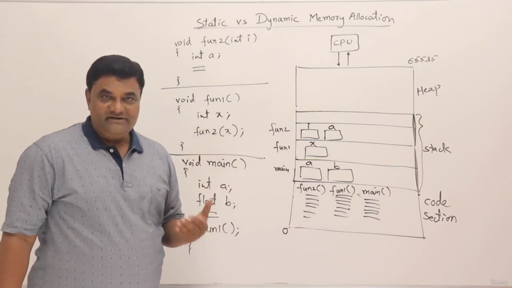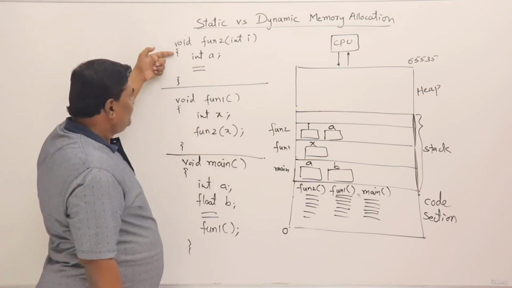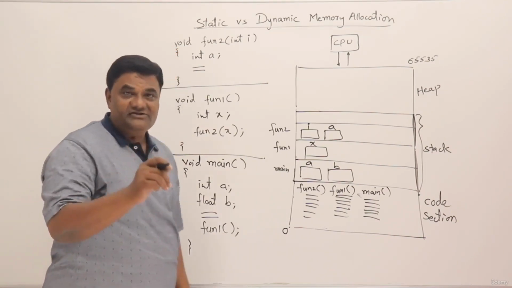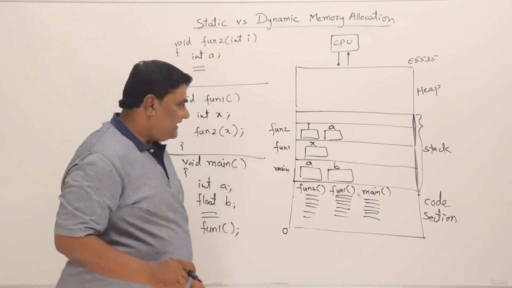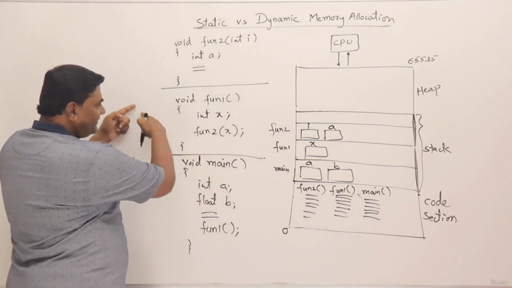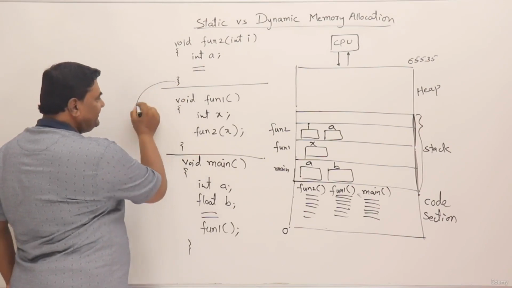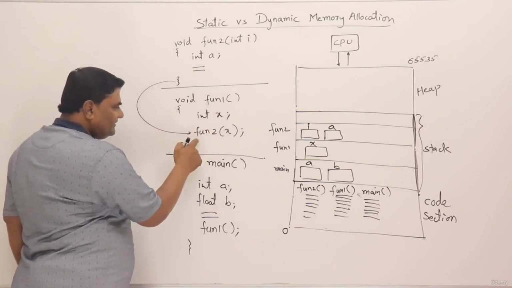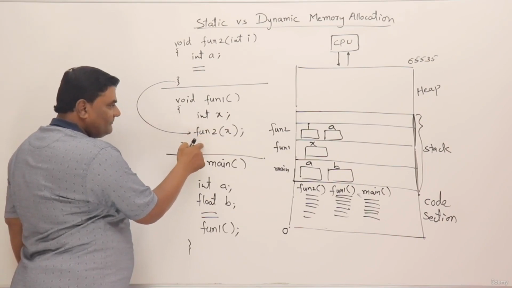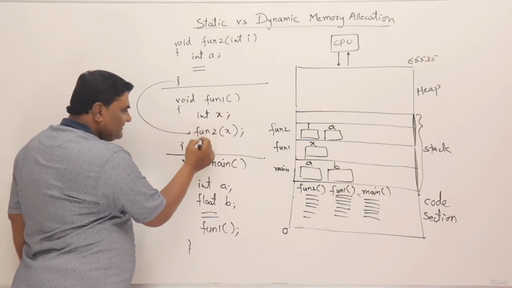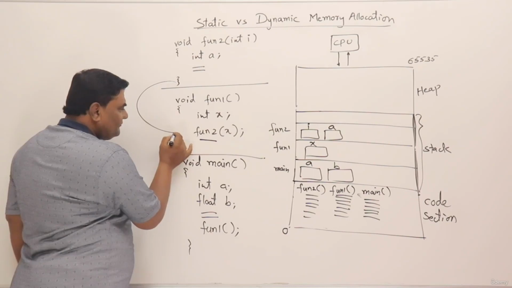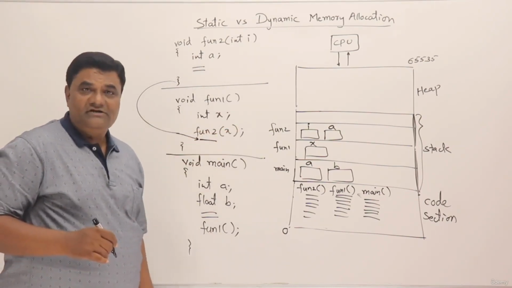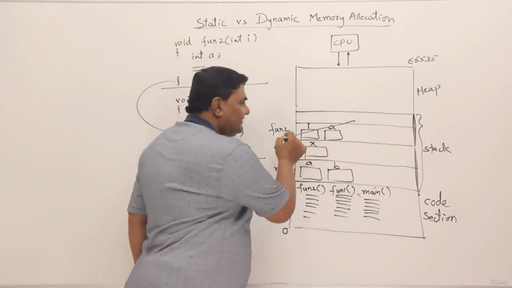Now let us continue our execution. Fun2 is the currently executing function. Now when function 2 has finished, terminated, then control goes back to function 1. It will come back to function 1, inside this function 1, after this line, to the next line. Suppose there is a statement here, so it will come to this statement. What happens to the activation record of that function 2? This will be deleted.